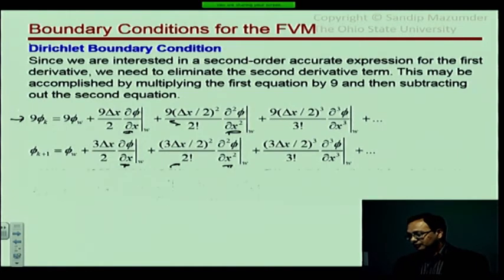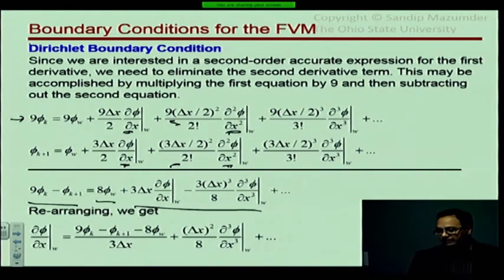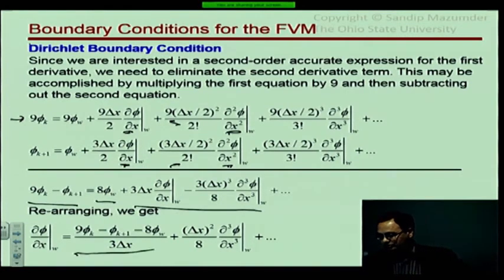Then we subtract. On the left hand side we have that, and on the right hand side we get 9 phi west minus phi west, or 8 phi west, and then we have the remainder. We rearrange. So d phi dx at the western face then becomes this expression, again with a second order error.